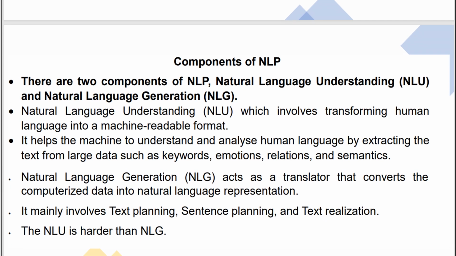components of NLP. There are two types of components of NLP: one is natural language understanding and another one is natural language generation. Natural language understanding is a little bit difficult because we need to understand the language. Once we understand what the language is and what they are trying to say, then we can easily generate that language, right? That's why people say that natural language understanding is a little bit more difficult than natural language generation.